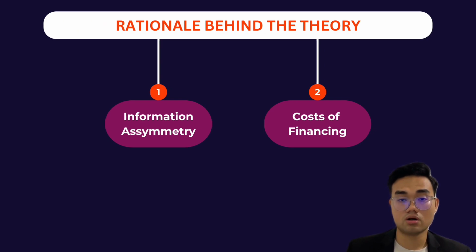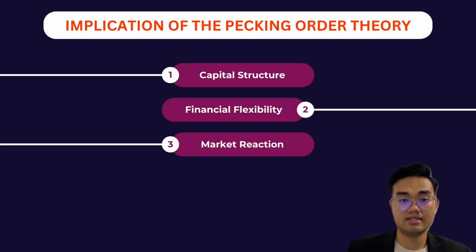The next one is cost of financing. Internal funds are the cheapest form of financing since there are no issuance costs or required returns to outside investors. Debt is cheaper than equity due to the lower issuance cost and tax deductibility of interest payments. Equity is the most expensive form of financing due to higher issuance cost, dilution of ownership, and the potential negative market reaction.